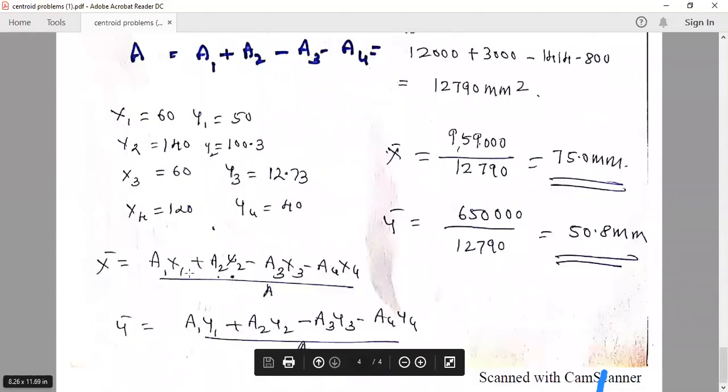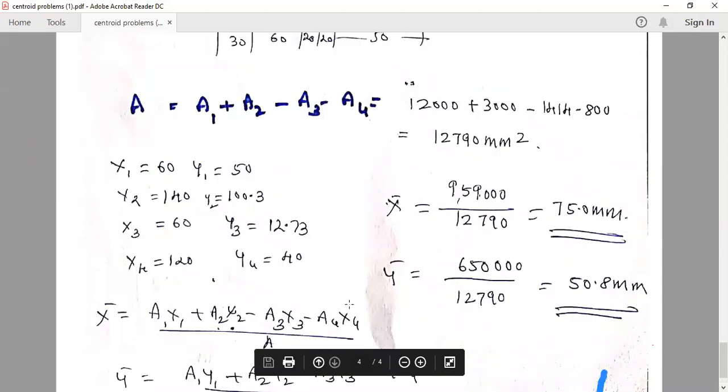X bar equals A1 X1 plus A2 X2. These two are positive. A3 and A4 are negative areas. So minus A3 X3 minus A4 X4, divided by A. If you write in this formula in this way. Y bar equals A1 Y1 plus A2 Y2 minus A3 Y3. Minus comes because the area is negative. So minus A3 Y3 minus A4 Y4. And for the total area also, A3 is negative, A4 is negative: A1 plus A2 minus A3 minus A4. So you can solve this way also, without the table form.